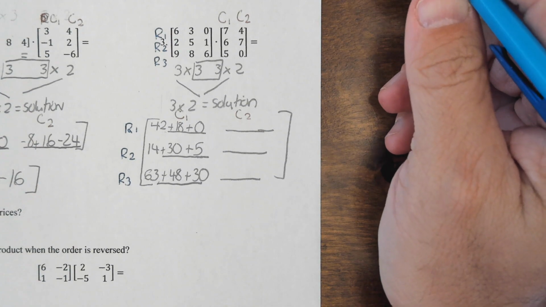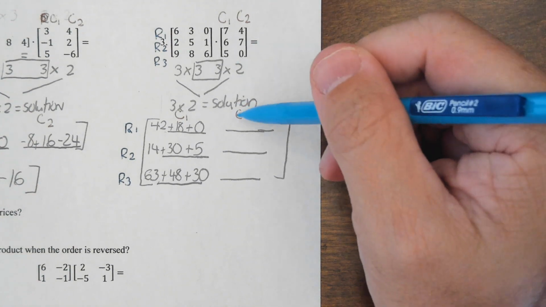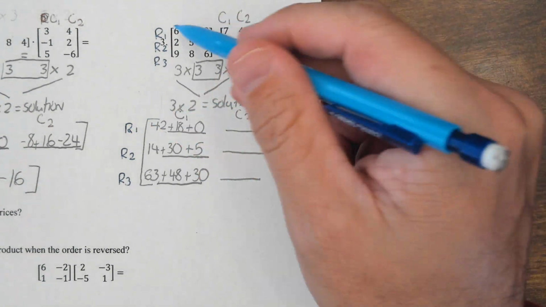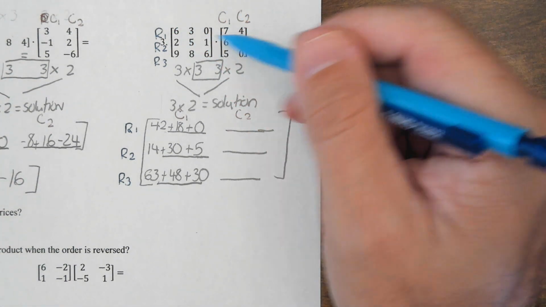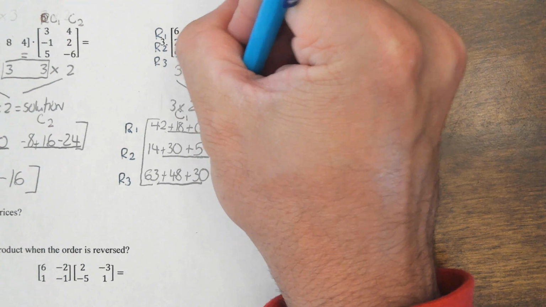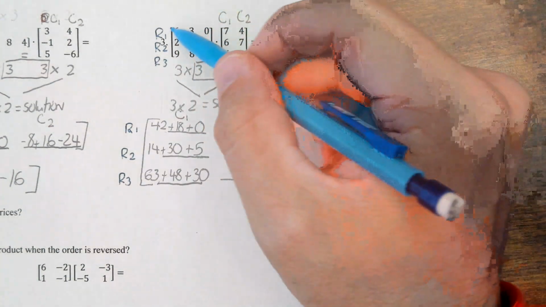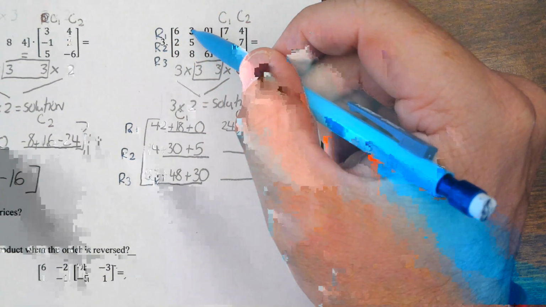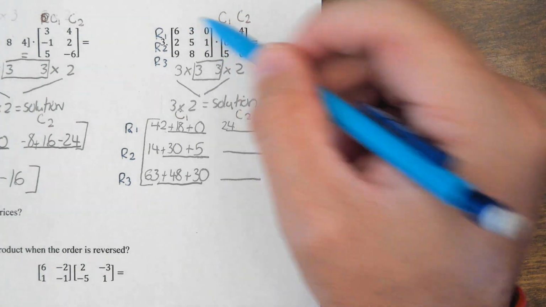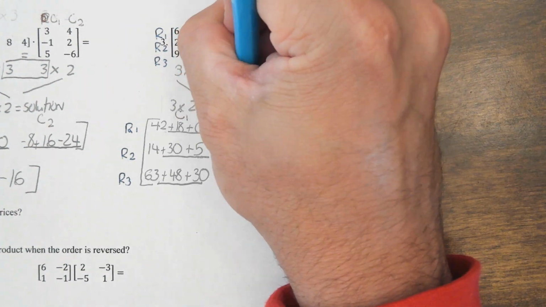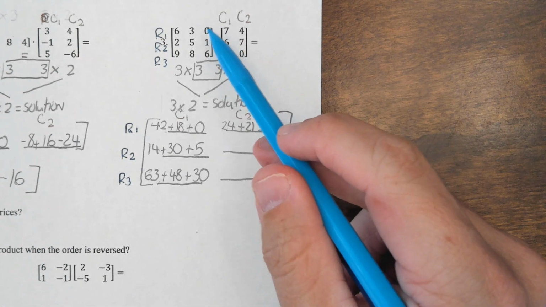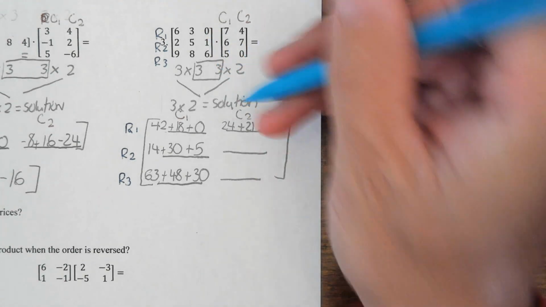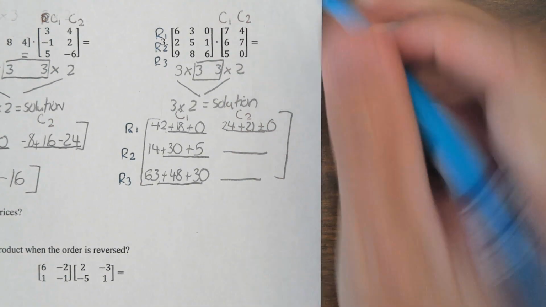Okay. All right, now we're moving on to row 1, column 2. So the first element in row 1 times the first element in column 2. So 6 times 4, which is 24. Second element in row 1 times second element in column 2, 3 times 7, which is 21. And then third element in row 1 times third element in column 2, 0 times 0, which is 0.